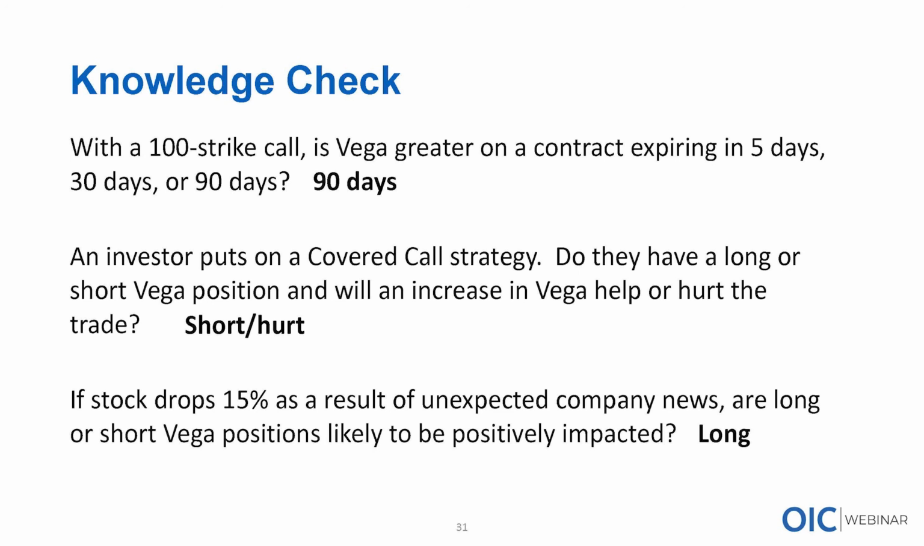Well, if the stock drops out of the blue, there's probably going to be nervousness within the stock. When stocks go down, typically implied volatility or options prices go up. And when stocks go up, option prices or implied volatility tend to go down. So in this case, with unexpected news and a big stock drop, more than likely long Vega positions will be impacted positively because they will increase in value with a rise in implied volatility.